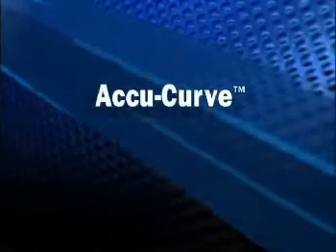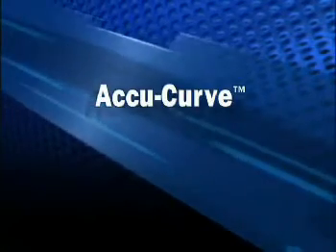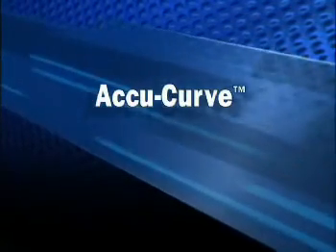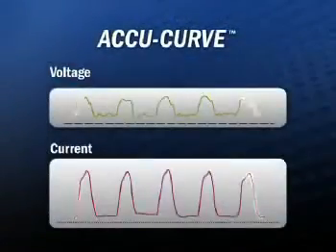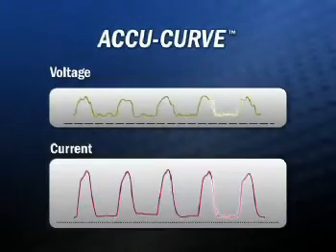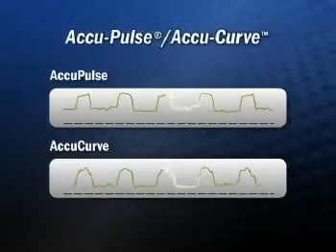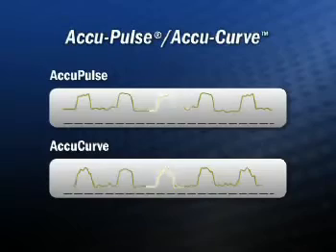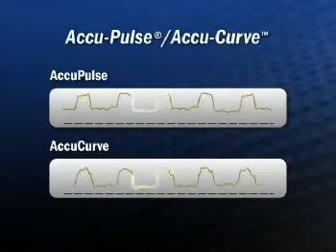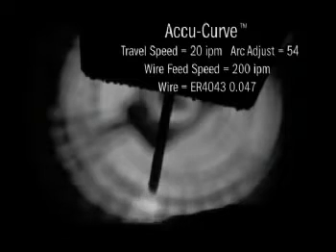AccuCurve is another variation of the AccuPulse process. The process still uses the same CV adaptive scheme and waveform topology as the AccuPulse process. The main difference is the current transitions from peak to background and from background to peak. In AccuPulse, they were done with linear CC transitions of amps per millisecond. In AccuCurve, they are done with curves or transitions of amps per millisecond squared. This curved transition aids in ball detachment and gives the transfer a softer feel without sacrificing the tight arc lengths that allow for better puddle control.